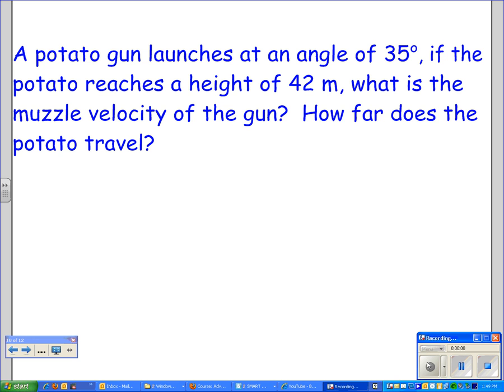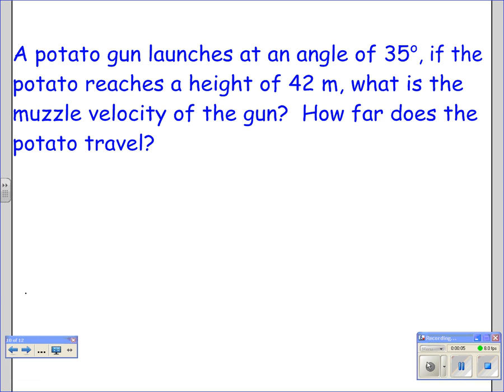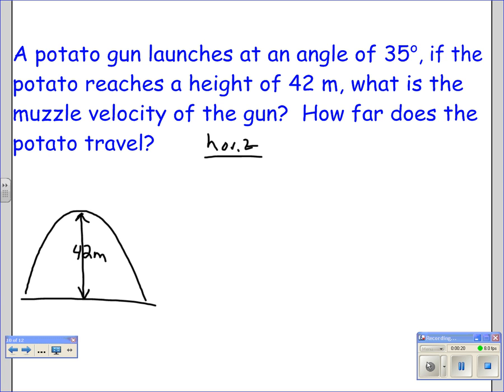Potato gun problem. We're launching our potato, follows a trajectory. We're told that it reaches a final total height of 42 meters. So again, projectile problems, we want to talk about horizontal and vertical.